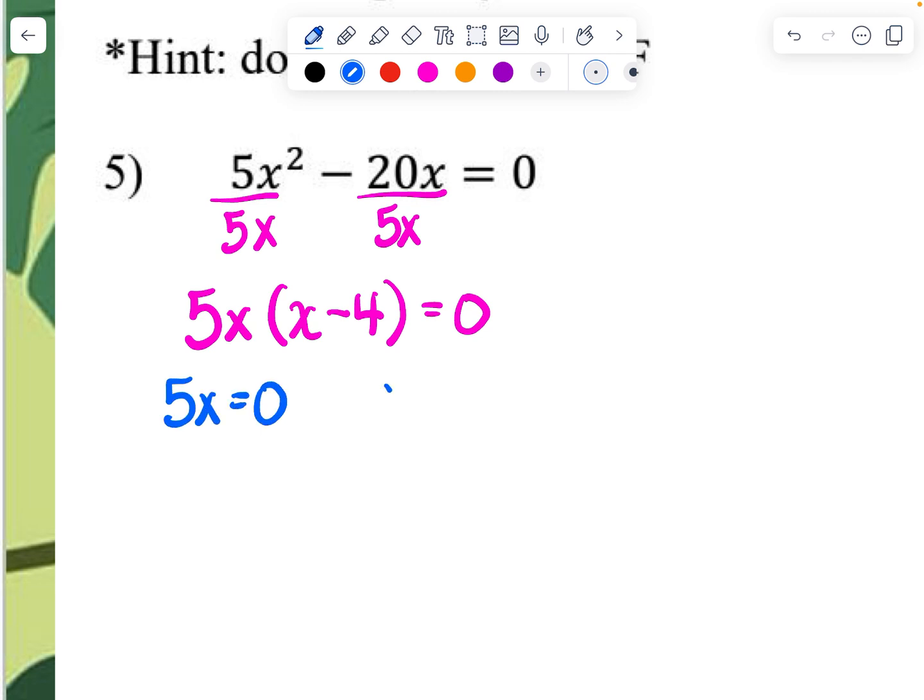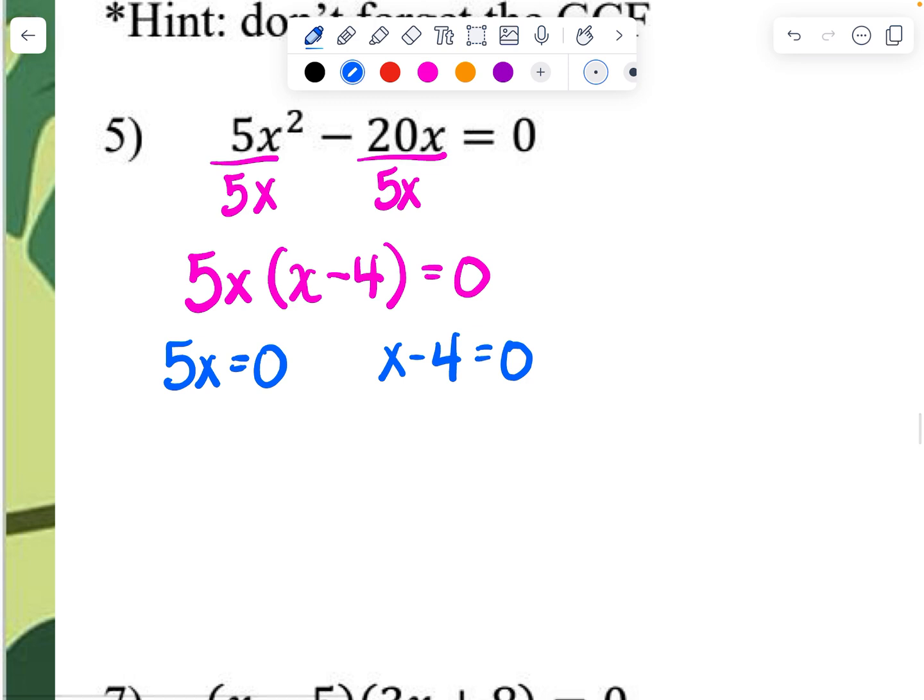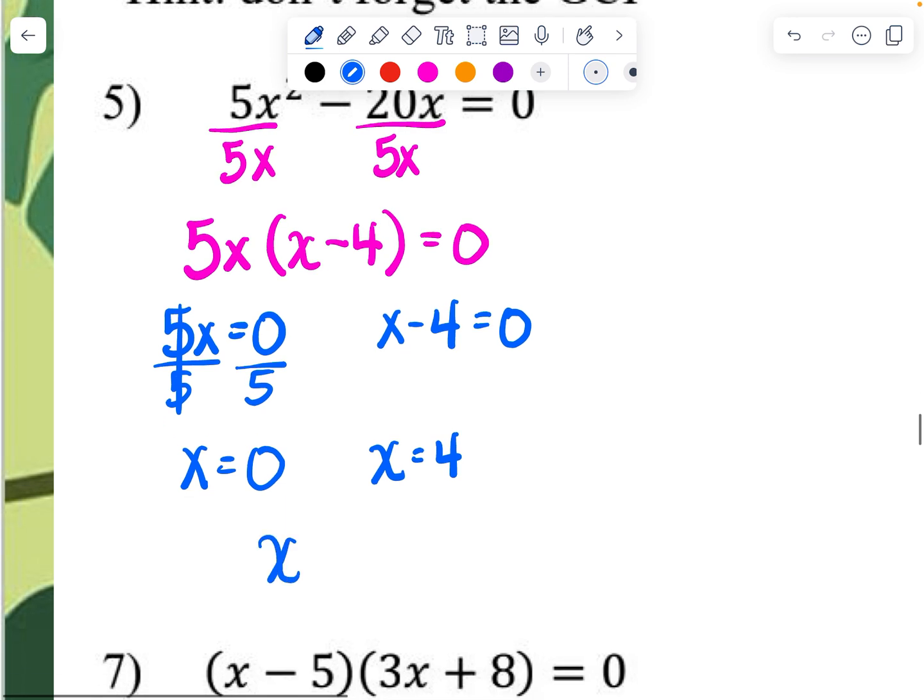5x equals 0 and x minus 4 equals 0. So if I divide both sides by 5, I get x equals 0. So there is a solution there. It's x equals 0 and x equals positive 4. So my solution set is x equals 0, 4.